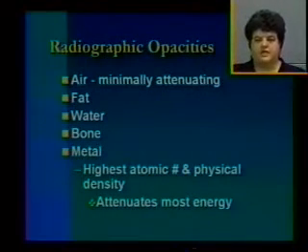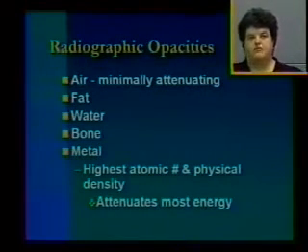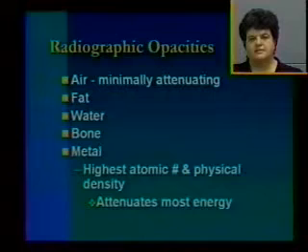So we're going to move on to actually talking about interpretation of films. And first thing I'm going to start with are radiographic opacities. We've touched on this a little bit. This has to do with how much of the X-ray energy is attenuated by the patient, depending on what tissue type it is. There are 5 basic radiographic opacities.